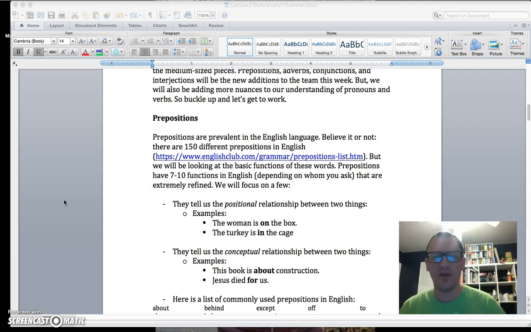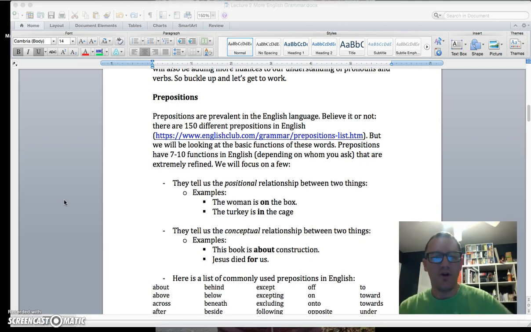The other way that you probably don't think about quite so much is the conceptual relationship between two nouns. And so for instance here, the book is about construction. That is, the word about is a preposition, but it's not telling you where the book is in relation to construction, but rather that this book contains ideas about construction. And then likewise, Jesus died for us. Here, for has nothing to do with positionality. It has everything to do with conceptuality. In this case, if you were to broaden the idea to make it more explicit, you might say something like, Jesus died for the sake of us, that is, for our sake.